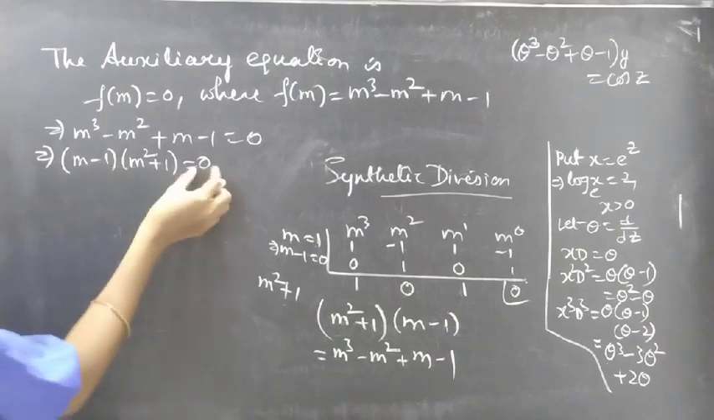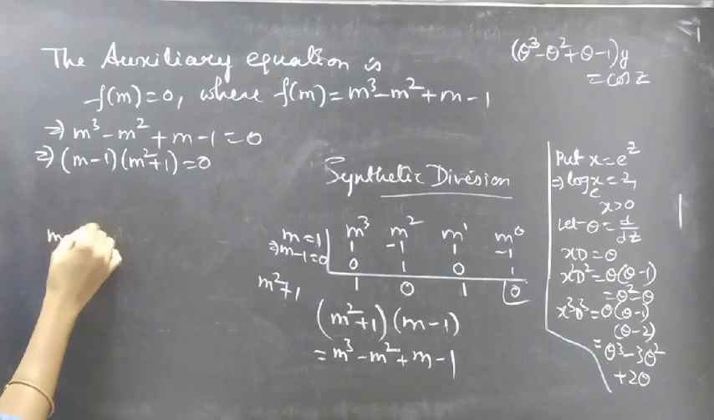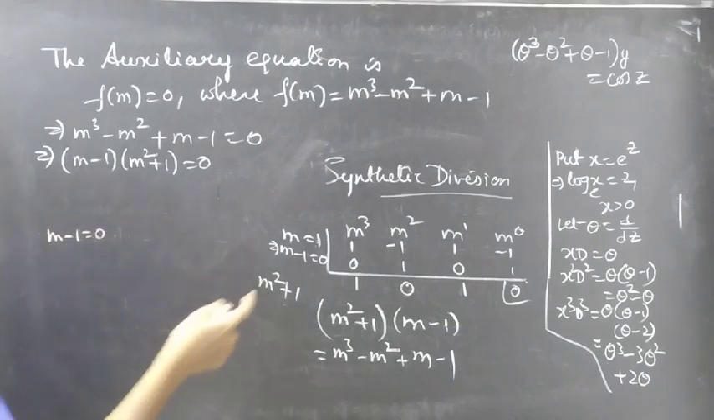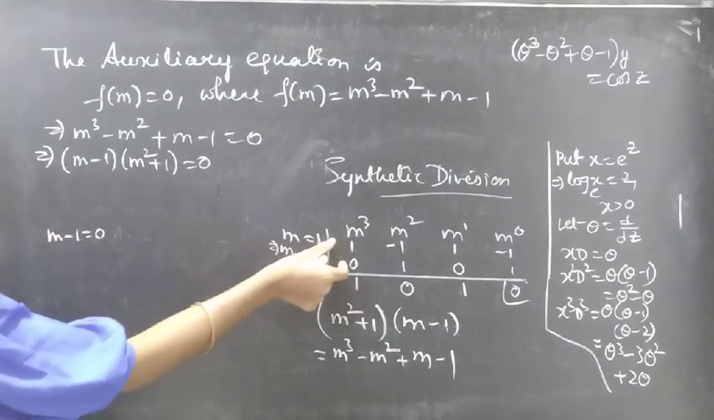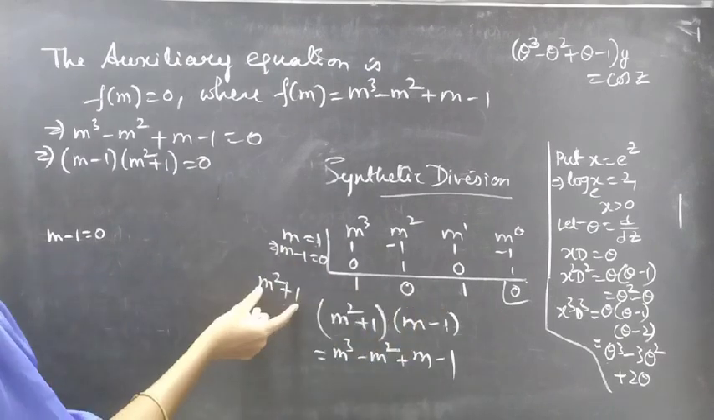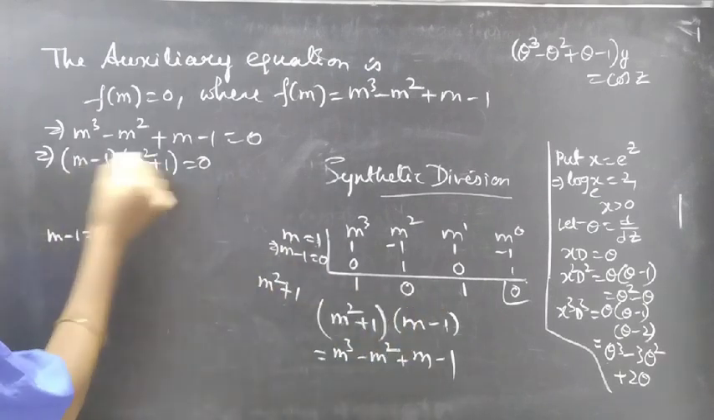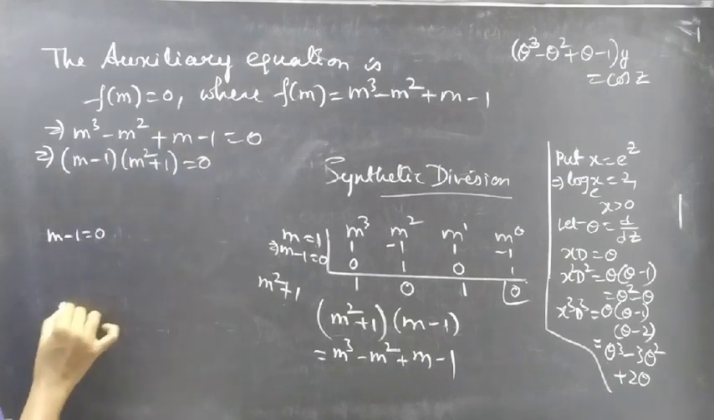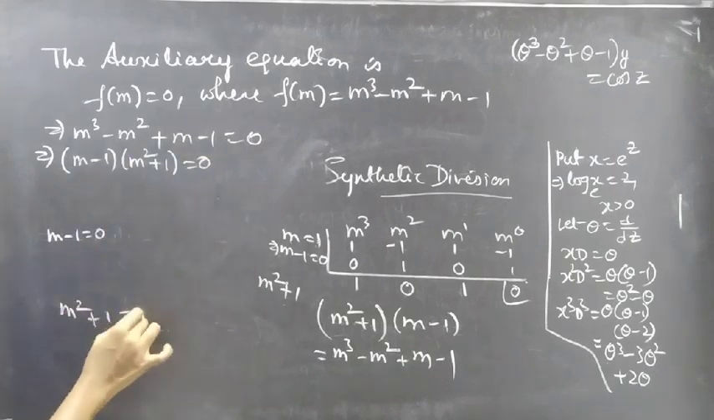Now equate each factor to 0. From the first we'll get m minus 1 as one factor, and from this we'll get another factor, right? Now equate each factor to 0 in order to find roots.